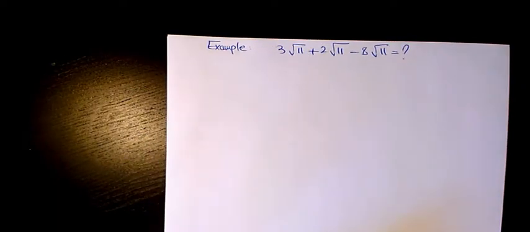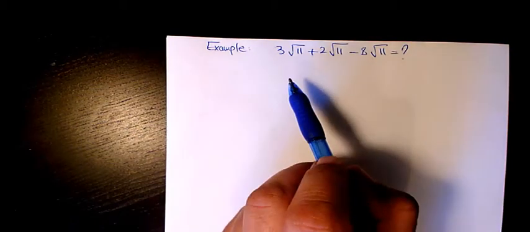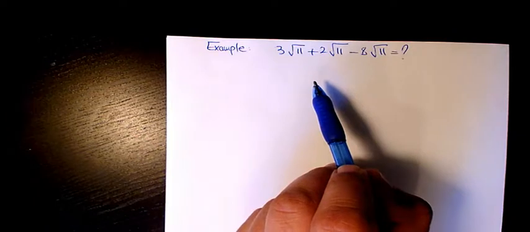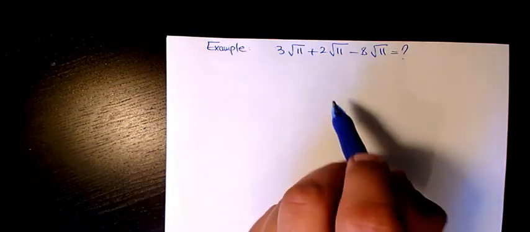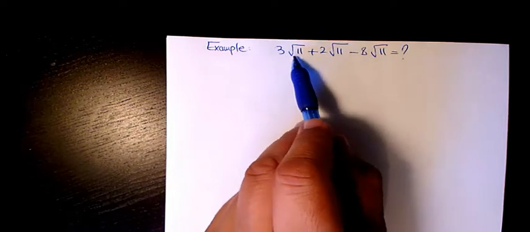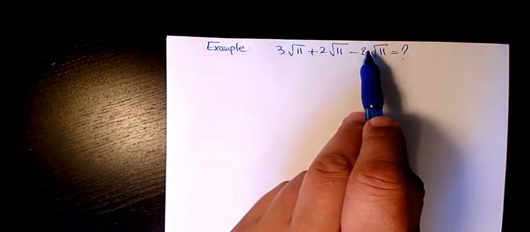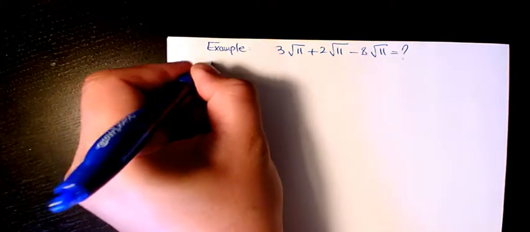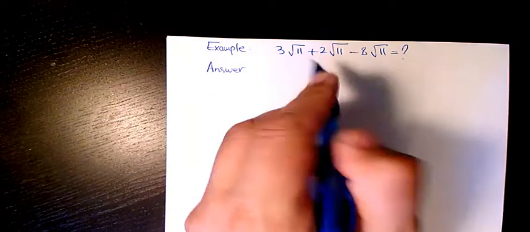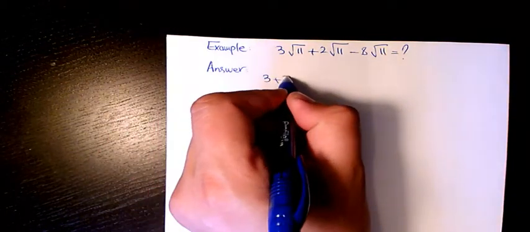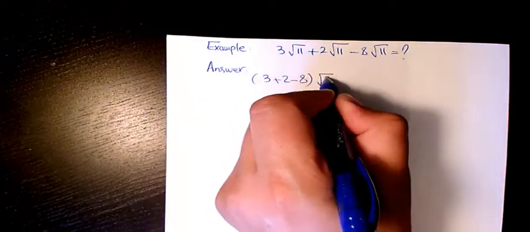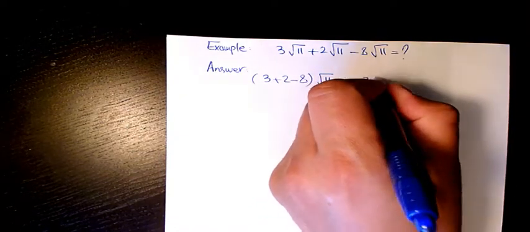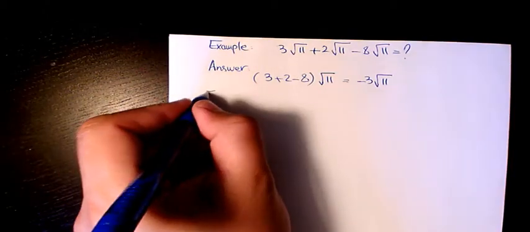Welcome to my channel. In this video I want to show you how to simplify square root expressions, or radical expressions, and adding and subtracting square roots. First example I have here is 3 root 11 plus 2 root 11 minus 8 root 11. So the answer will be, these are like terms, so we have 3 plus 2 minus 8 root 11. So 3 plus 2, 5, minus 8 is negative 3. So it's going to be negative 3 root 11.